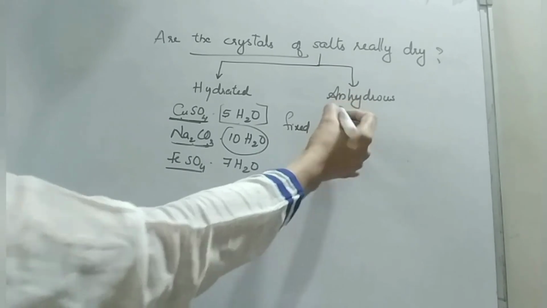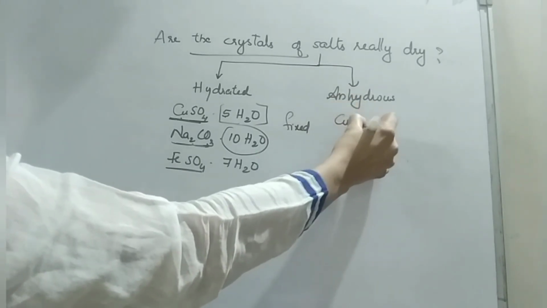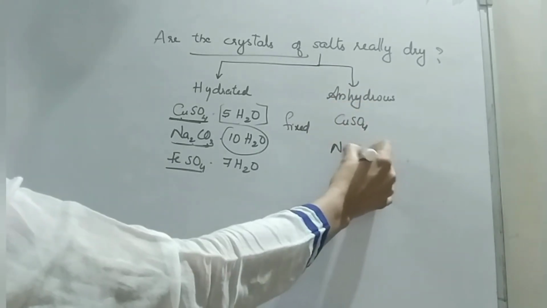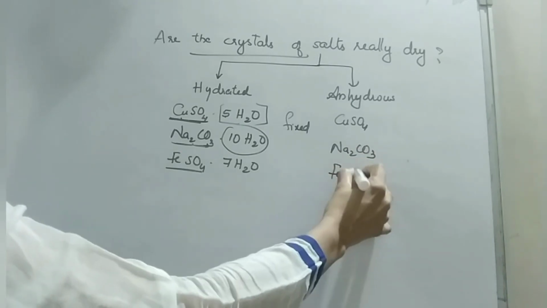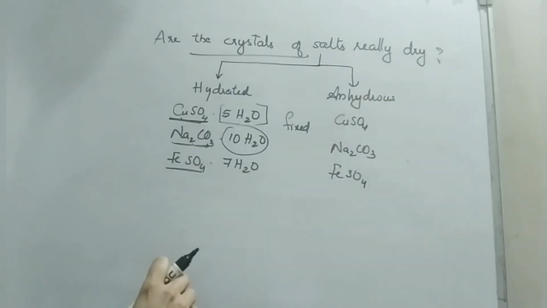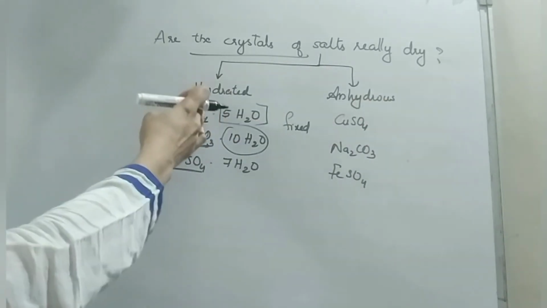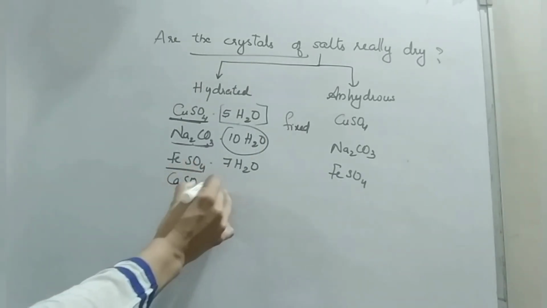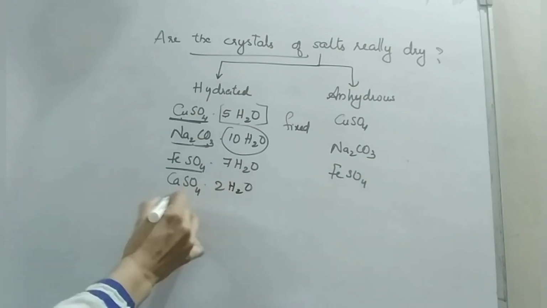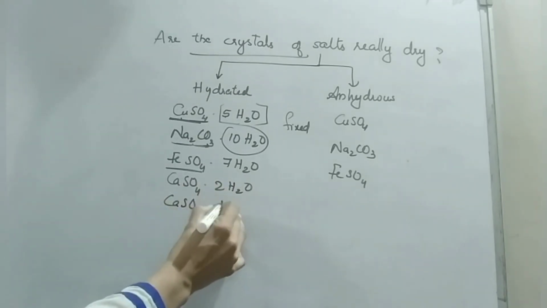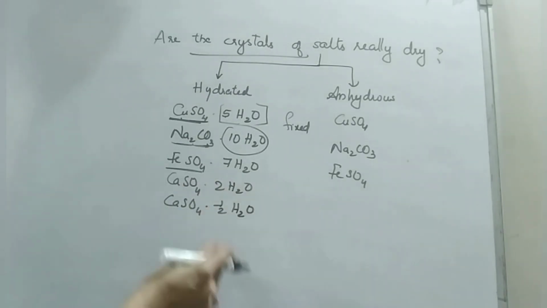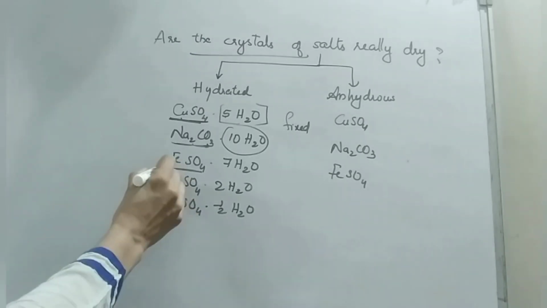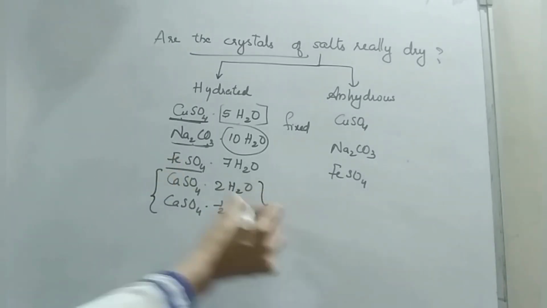What about anhydrous? Anhydrous means we simply write copper sulfate, Na2CO3. These are all anhydrous salts, so there is no water of crystallization. That's the difference between hydrated and anhydrous salt. Another case is CaSO4 2H2O and CaSO4 half H2O, that means gypsum and plaster of Paris. Now we will study about gypsum and plaster of Paris.